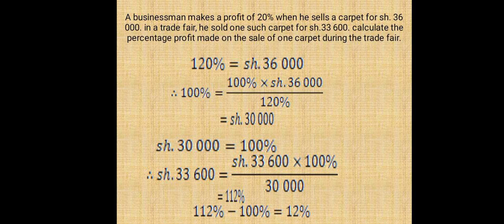Now, we know that the businessman buys the carpets at 30,000 shillings. So that's 100%. Now, if he sold at 33,600 shillings, what is the profit he made? The profit he made is 12%, because 33,600 is represented by 112%. So 112 minus 100, we get 12%, which is the profit the trader made when he sold the carpet during the trade fair.